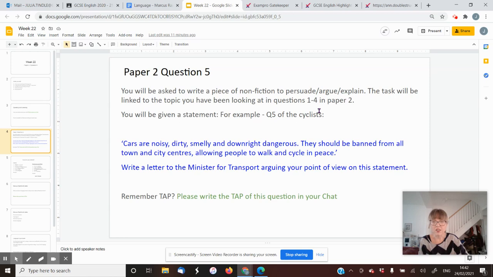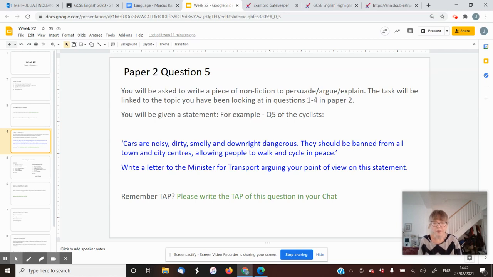So, for example, about the cyclists, you could use some of the information that you're told in the modern article to put into your own writing. So you don't need to know anything about cycling, or have any previous knowledge about cycling, to be able to complete this question effectively.